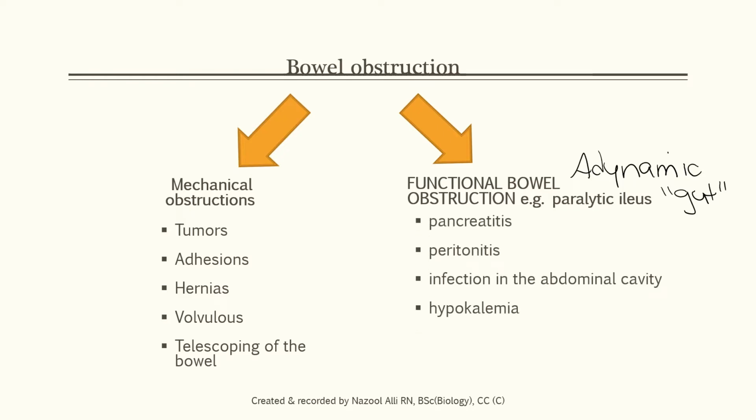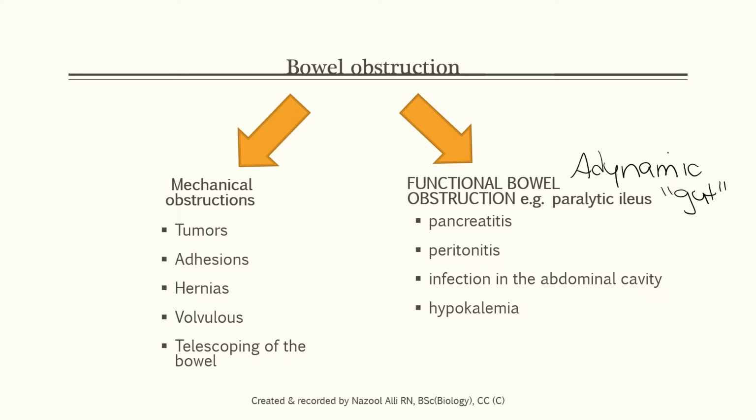So when you think about what causes a bowel to become paralytic or to become adynamic, think about inflammation and the release of chemical mediators that can potentially, during that inflammatory process, stop or put a halt to peristalsis. So things like pancreatitis, peritonitis, any sort of infection within the abdominal cavity, hypokalemia can do it, post-surgery as a result of anesthesia, etc. There's medications that can also cause this to occur. So there's many examples of things that can result in a functional bowel obstruction.